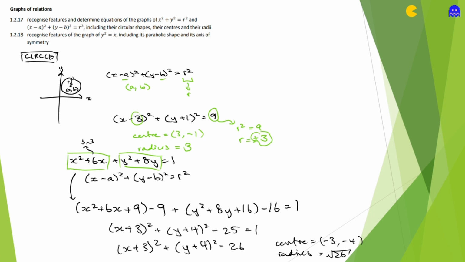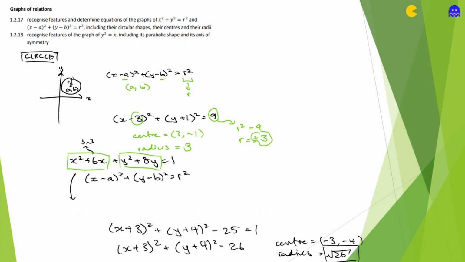And generally, if you're asked in a test to graph this, you will actually have an integer value for radius. It's very rare that they ask you to graph something with a square root, because I think generally that's a little bit difficult to graph. So expect, if you're asked to graph a circle, it will generally have an integer value radius.